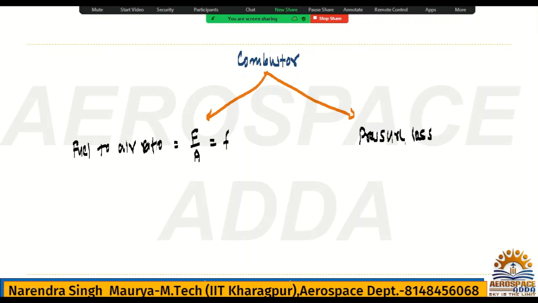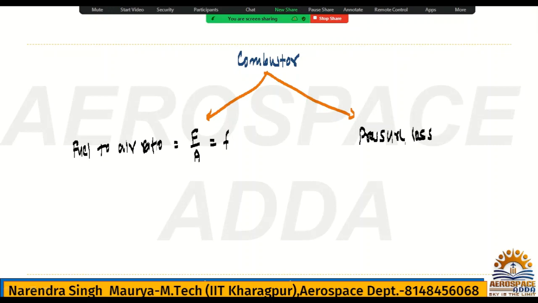For that reason, in the combustor we use one device which is used to create turbulence. Turbulence, just like laminar and turbulent flow, is the random motion of all the particles. So air and fuel particles will move randomly, and they will mix properly. For that reason we'll have a pressure loss also. That is the demerit, but if we want something, we have to lose something.